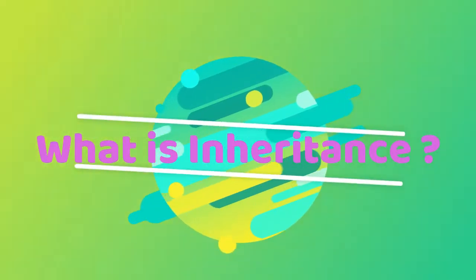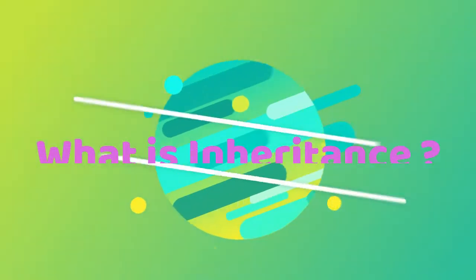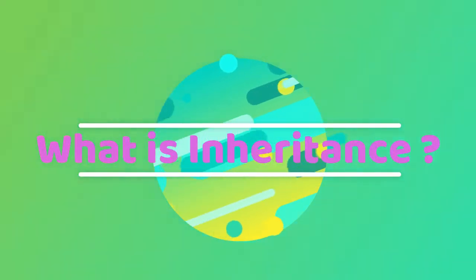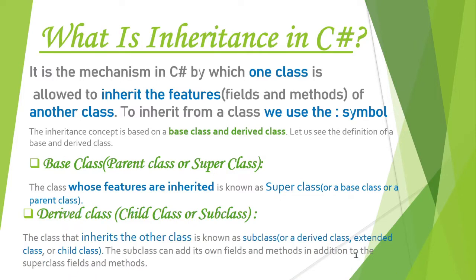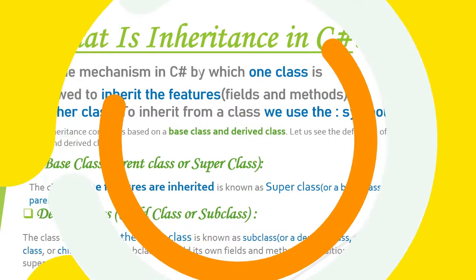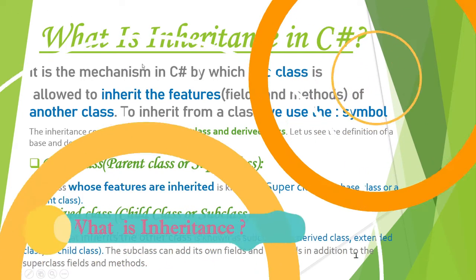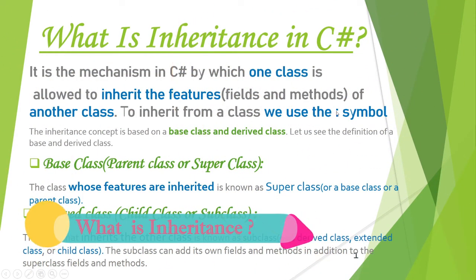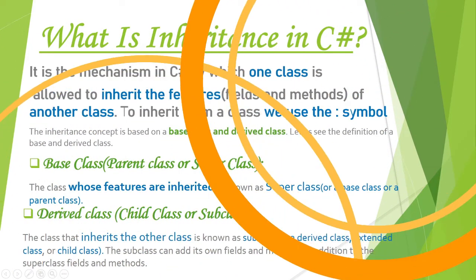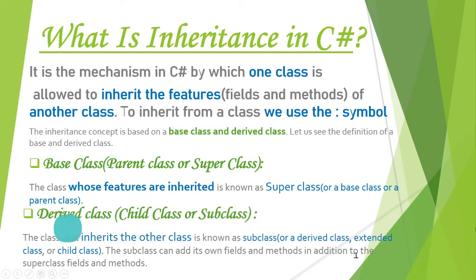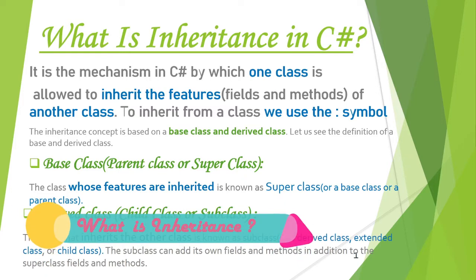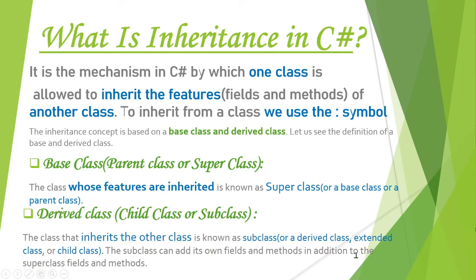In this video, I'm going to discuss inheritance. Well, inheritance is one of the most favorite questions of the interviewer in almost all the languages. And you're watching computer experts, this video is going to be very interesting, so watch the complete video without skipping. Inheritance is a mechanism in C# by which one class is allowed to inherit the features, that is fields and methods of one class to another class.